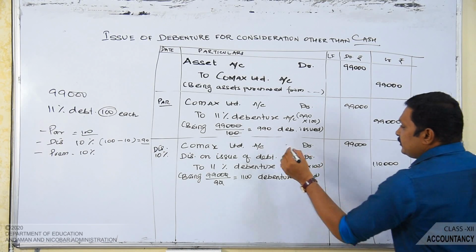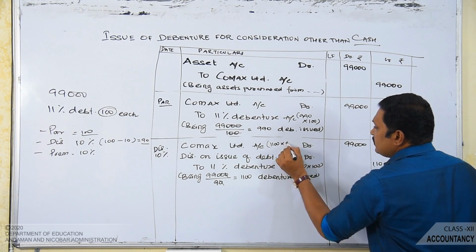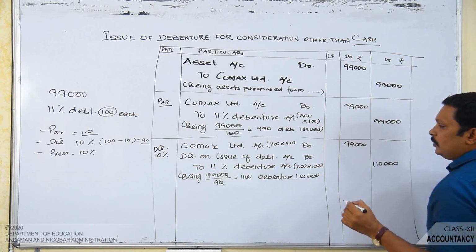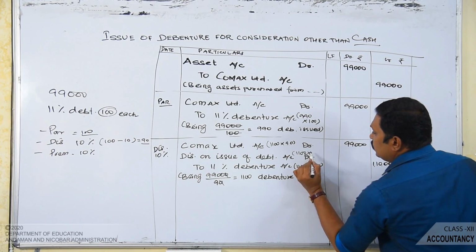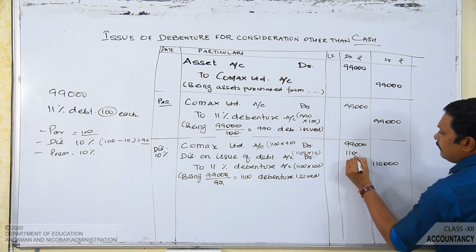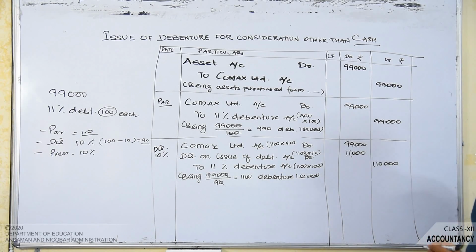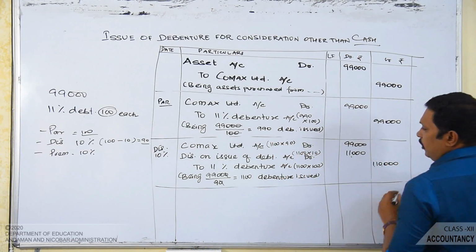Okay. Why 99,000? That is 1,100 into the issue price, which is only 90. Now in the discount we write 1,100 into the discount rate, which is 10. So 11,000. Got it? Okay, so the discount part is also over.